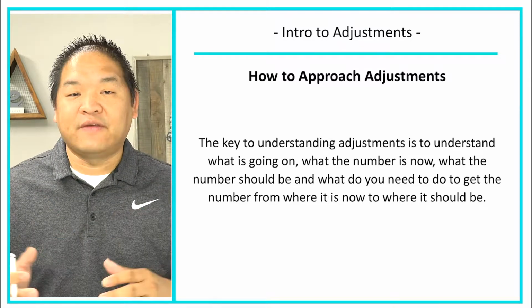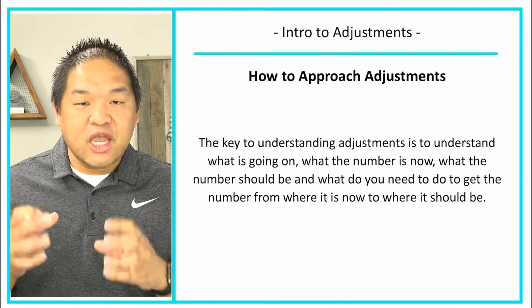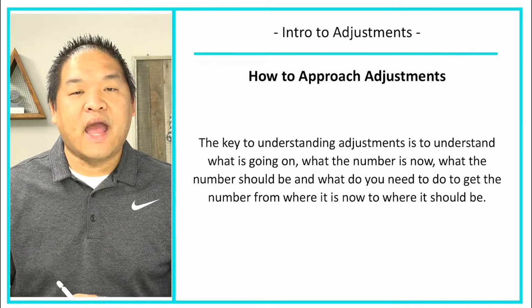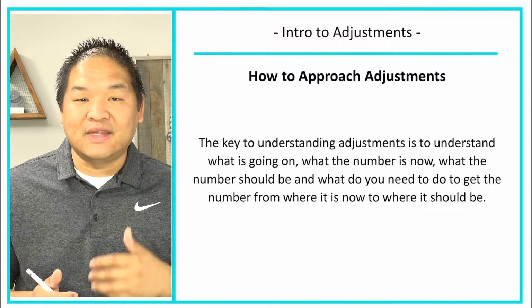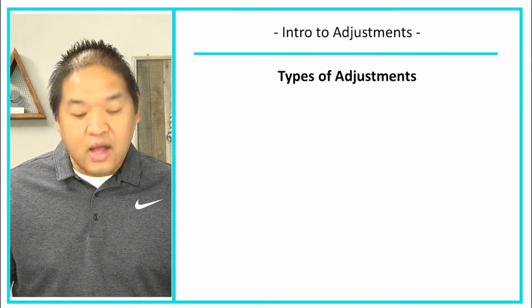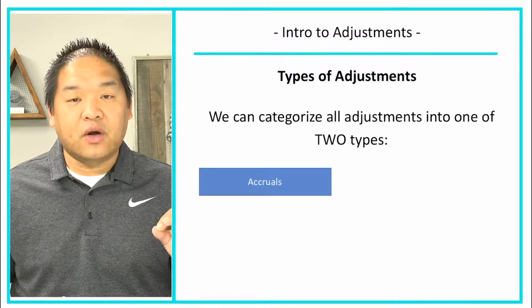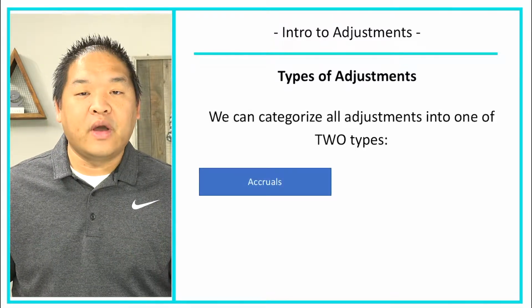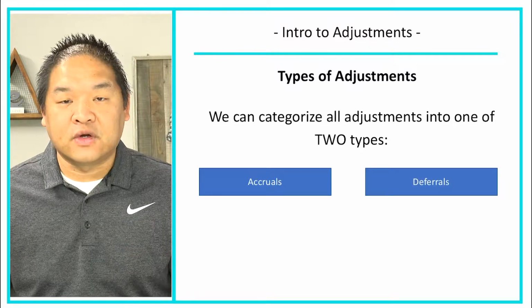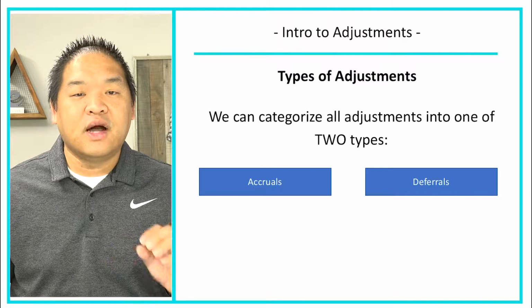And then what's the difference between what it is and what it isn't? That change or that difference is what we're going to have to book as an adjustment in this section. Okay, so we can categorize all of the adjustments into 2 types. We've got something called accruals, and we also have something called deferrals. So we have accrual adjustments and deferral adjustments.